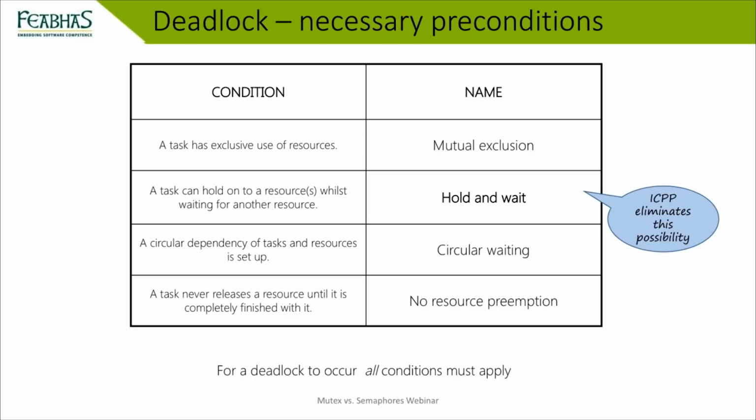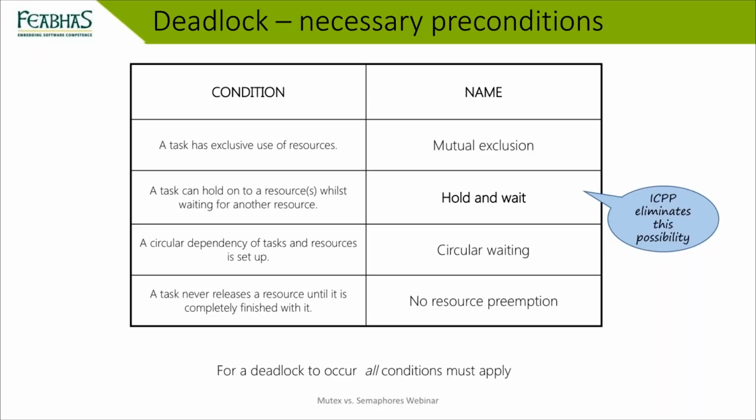And then finally, no resource preemption. That means that we can't force a task to release a resource. Normally this is the case with most operating systems. You don't have any ability to force a thread that owns a mutex to release that mutex. So for this deadly embrace, this circular deadlock, as we call it, to occur, all of these conditions must apply.